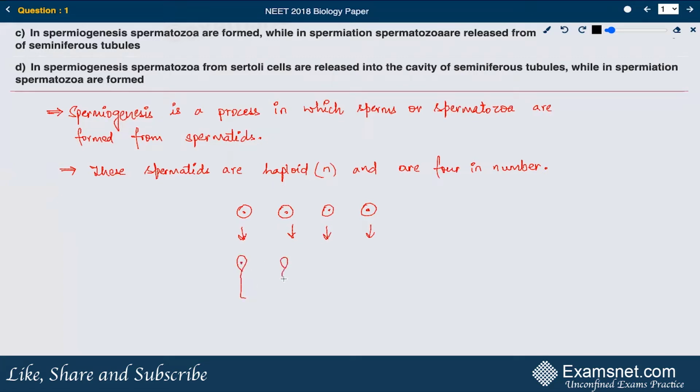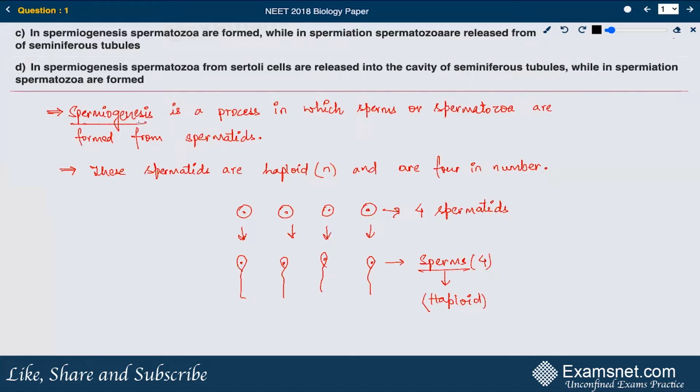So we can basically say that if the spermatids are 4 in number, then definitely the sperms will also be 4 in number. And these sperms will also be haploid because the spermatids are haploid. All right. So this is called spermiogenesis.